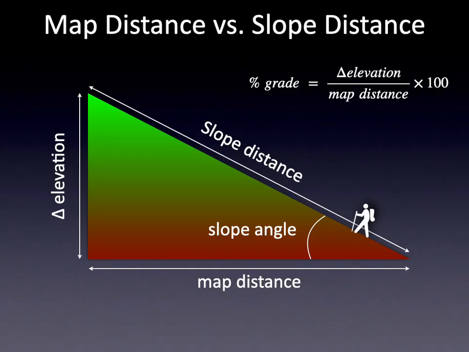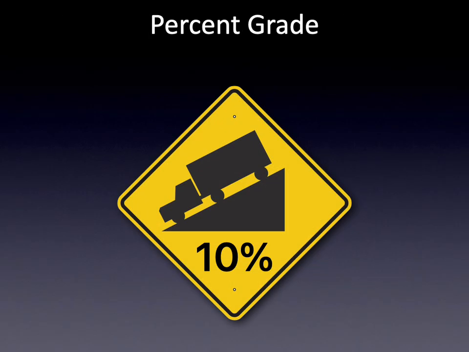Now, we've all seen percent grade ratio on highways and so on when we see signs like this. And when you see a sign like this, you know that your brakes are going to get a workout because you're going down a fairly steep road. However, in terms of hiking, this is not really that steep at all. A 10% grade equates to about 6 degrees.